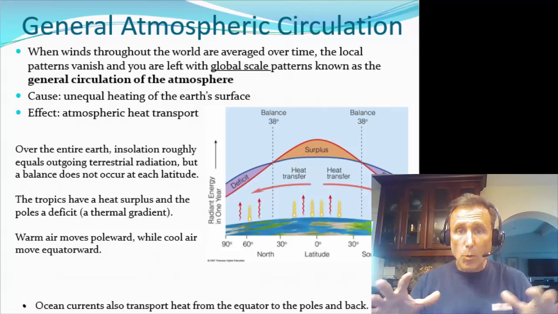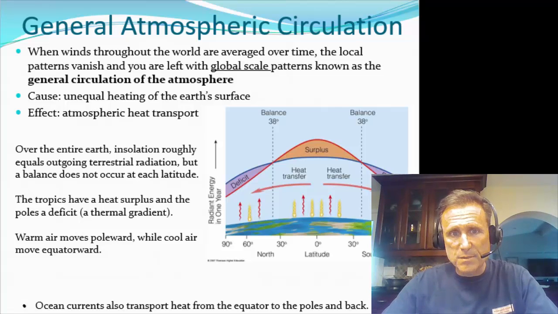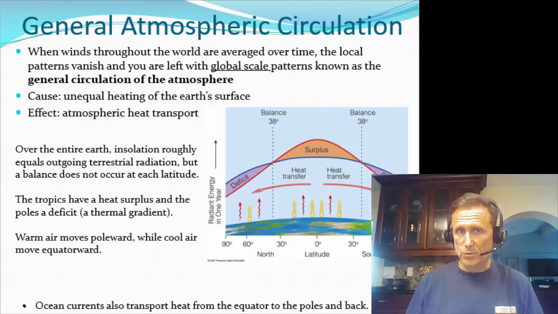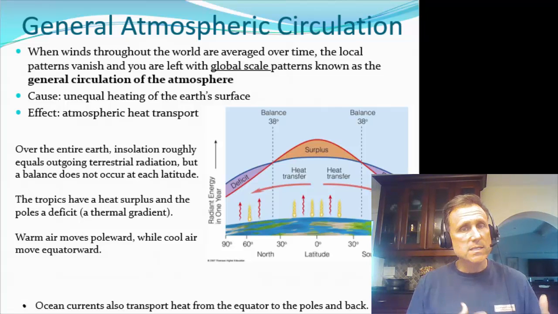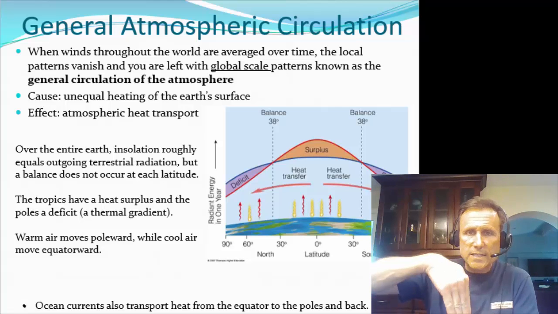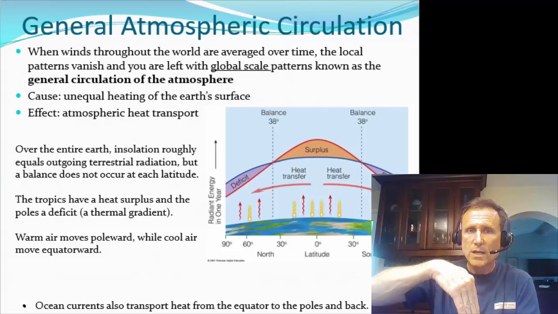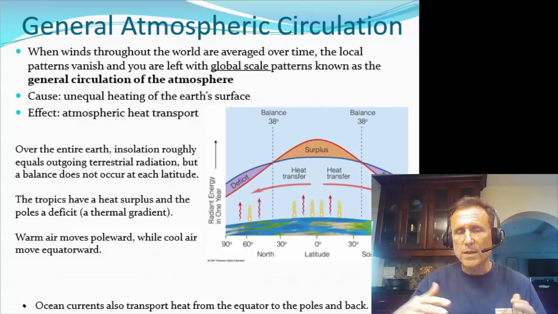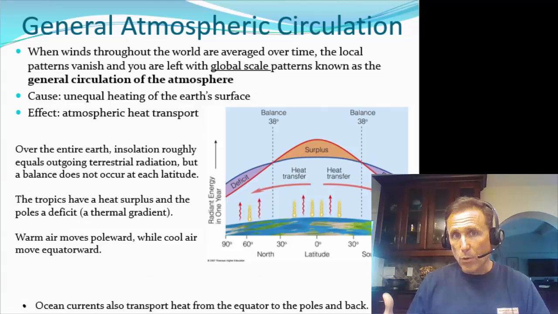When winds throughout the world are averaged over time, the local patterns tend to vanish, and what you're left with is a global scale pattern known as the general circulation of the atmosphere. Now, the cause of the general circulation of the atmosphere, all that wind swirling over the globe, is the same cause as many things in meteorology: unequal heating of the Earth's surface. The direct rays, insolation, incoming solar radiation, the direct rays of the sun strike the equator at a very high angle and warm it up, and the direct rays of the sun strike the poles at a very low angle, and the poles remain cold.